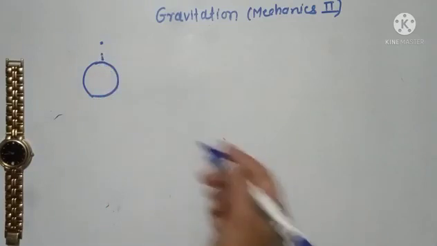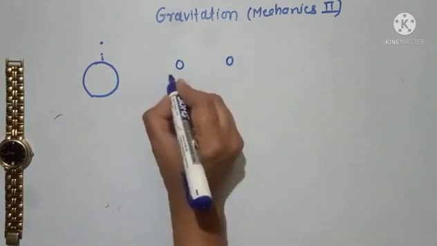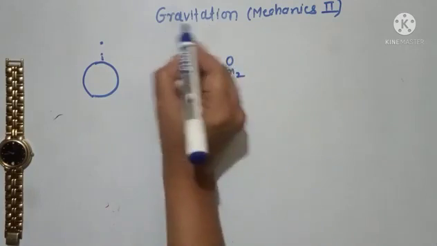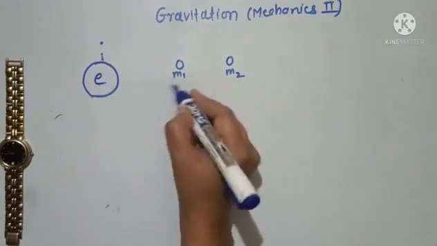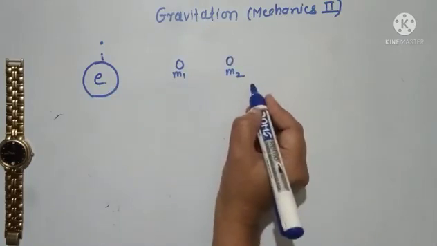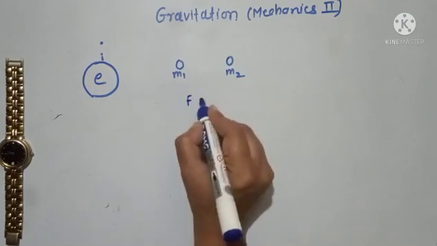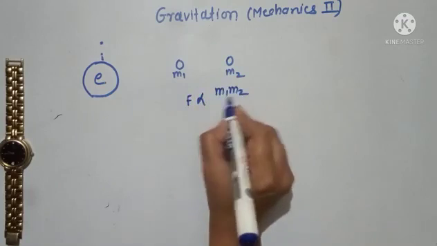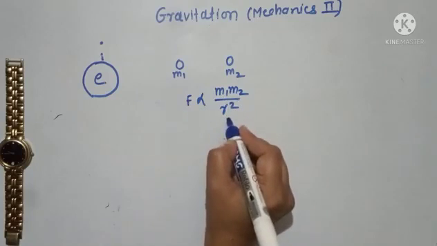Actually, if there are any two bodies in the universe, of masses m1 and m2, this gravitational force field is not only related to the Earth. If there are any two objects in the universe having masses m1 and m2, then the gravitational force between them is given by F, which is directly proportional to m1 m2 upon r square. This is a formula which we have seen from the 12th standard.